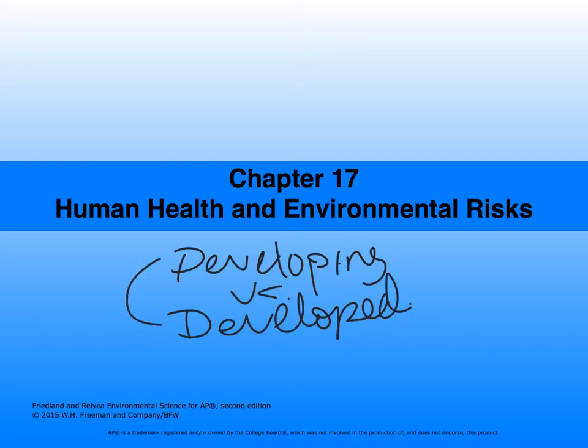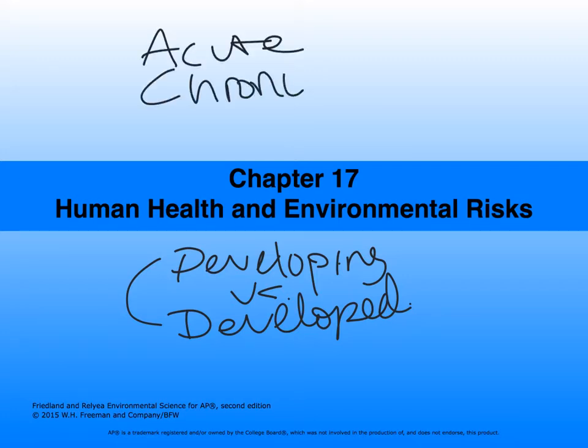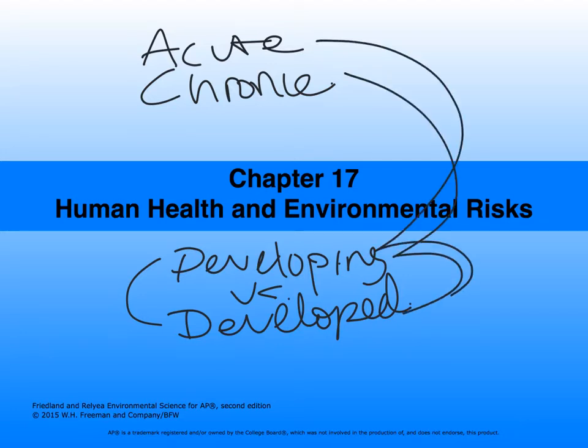There are a couple of other dichotomies you need to know. You need to know the difference between the words acute and chronic. Okay, and we're talking about different types of diseases that affect you quickly and different types of diseases that are ongoing. So you need to be able to link these different chronic diseases to developing versus developed, acute, developing to developed. You need to make sure you're able to do that.